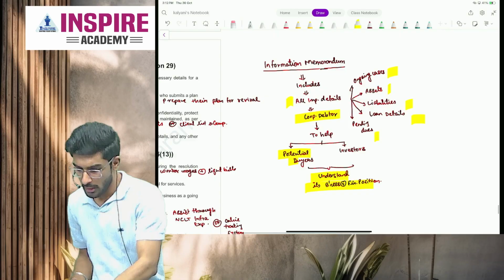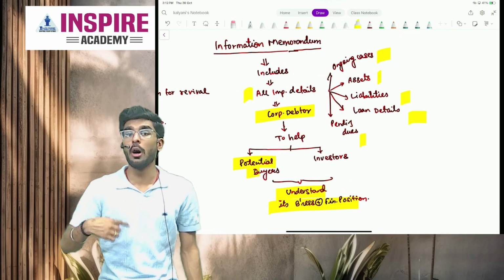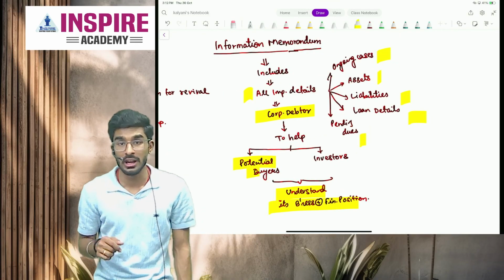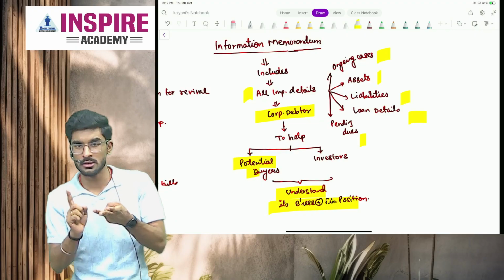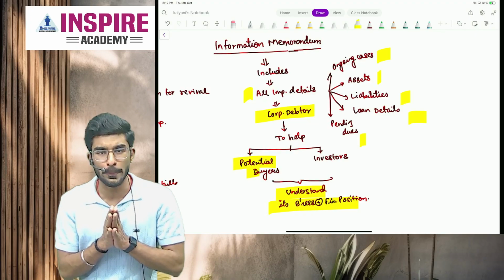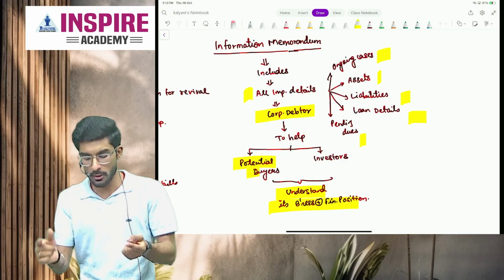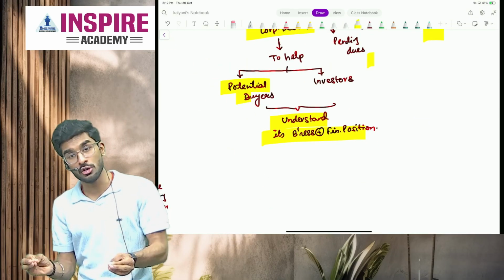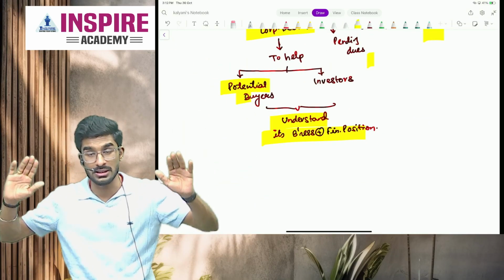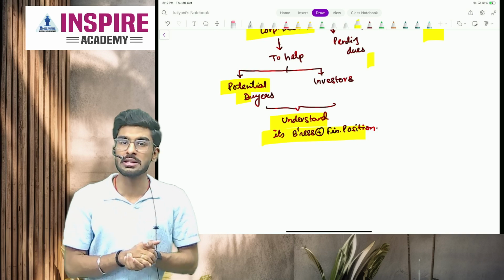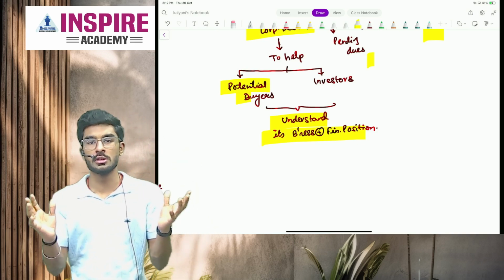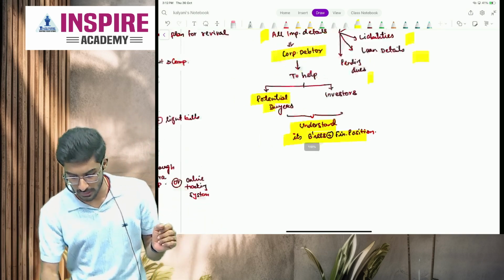Again, the information memorandum includes all the important details. Sir, what are the important details? Assets, liabilities, loans, dues, all the pending cases of the corporator in a document. Why are we making this document? To make sure potential buyers and investors can understand the business and the financial position of the corporator.